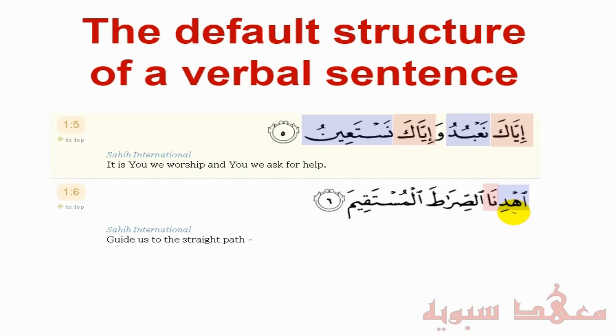Ihdi na. You notice here the object is coming after the verb. That's the normal structure of a verbal sentence. So there's no restriction there. Now let's assume that this object was put in front here. A similar way to the previous verse.